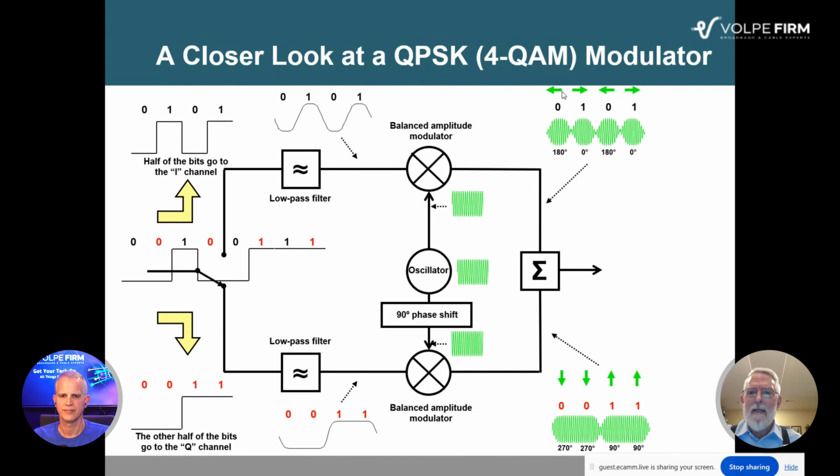So 180 points off to the left, 0 points to the right. Remember that Constellation displays 0 degrees off to the right, 180 off to the left, 90 is up, and 270 is down. And then here we can see the phases, 270. We've got two of them pointed down and two of them pointed up. And then when you combine them in that summing circuit, you get this.